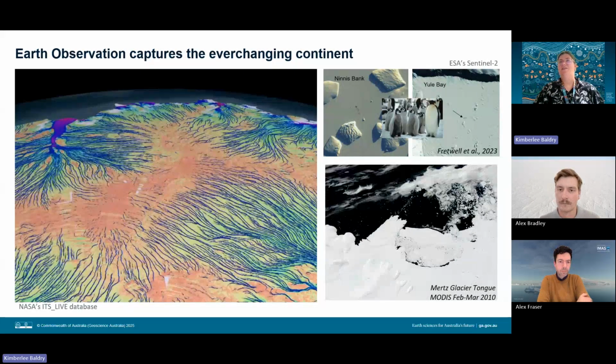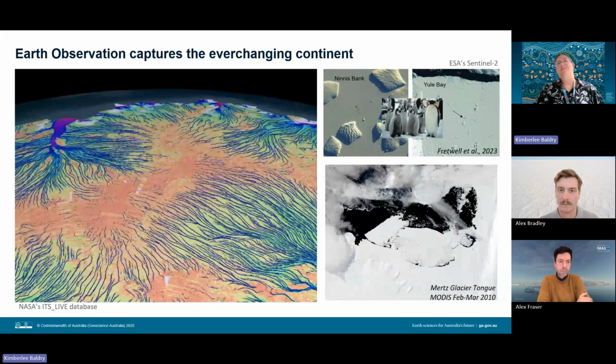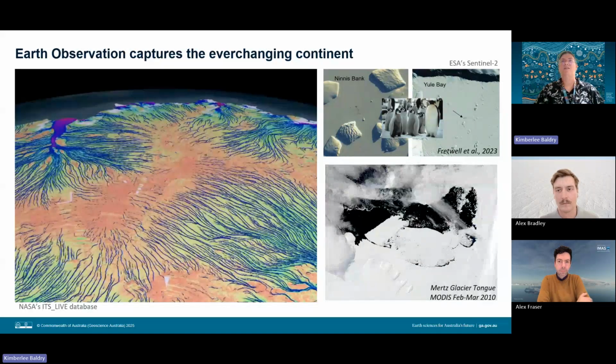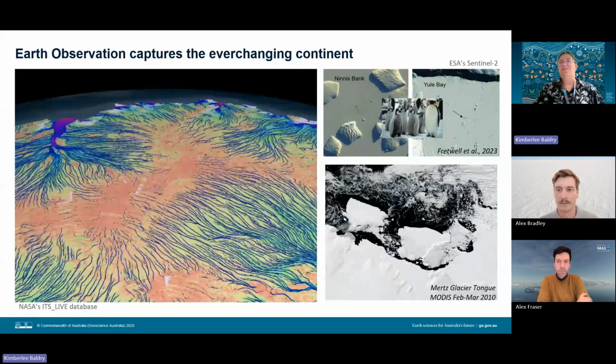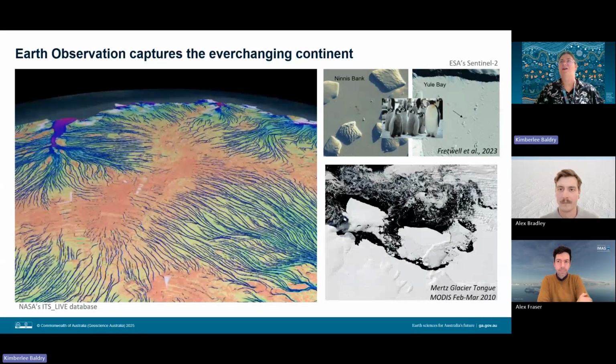And yes, you can even monitor penguins from space. Up in the top right, you can see Sentinel-2 images with these kind of pinky brown smudges. What you're seeing is penguin poop, and this tells us where the penguin colonies are during summer.